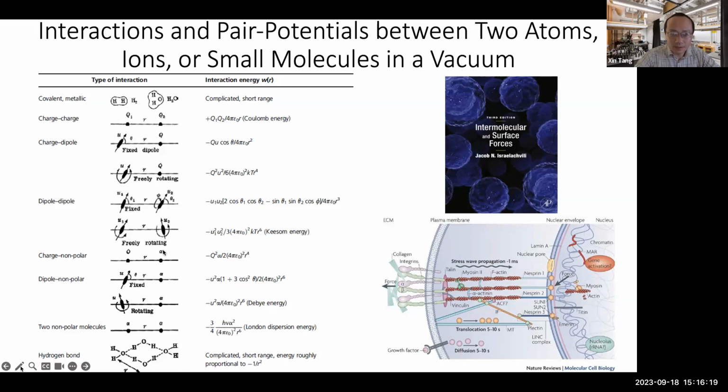Okay, and this has been reported. This is actually a very good book. The author is from UCSD, San Diego. They are the leading pioneers who study the intermolecular force between atoms and also between surfaces. Okay, so this is a very good book.